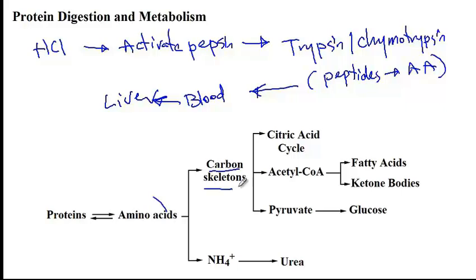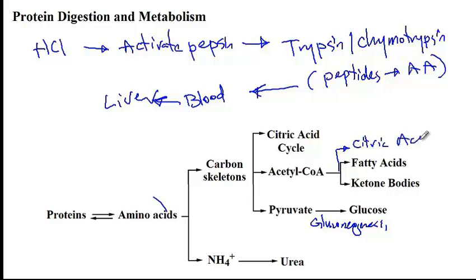The carbon skeleton can be used for the citric acid cycle. It can be used for production of acetyl coenzyme A or pyruvate for glucose production. So this is the gluconeogenesis. And then acetyl coenzyme A, we already discussed, it can be used for fatty acid production, it can be used for ketone bodies, it can be used for the citric acid cycle. And so that's all for the carbon skeleton.